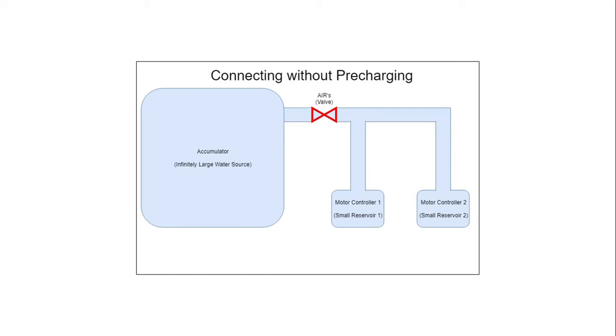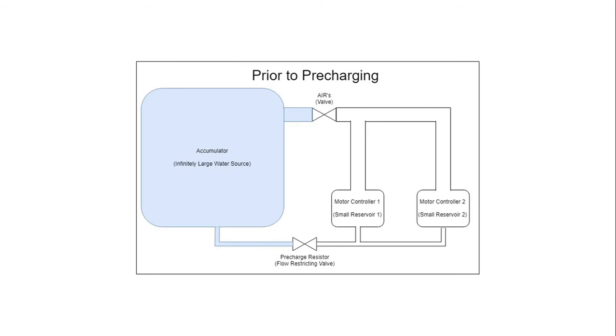We therefore need a way to restrict this water flow and to avoid this excessive heat generation. This is where the precharge circuit comes in. This is a way to fill the reservoirs up prior to opening the valve, so there is no water required to flow through the main valve to fill them up. The way this works is by having a smaller flow restricting valve between the water source and the two reservoirs that allows a slow flow rate to slowly fill the reservoirs up.